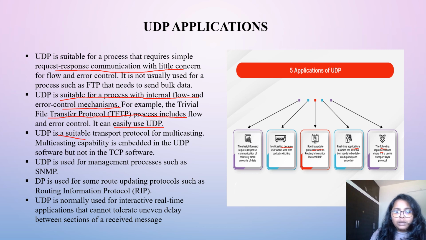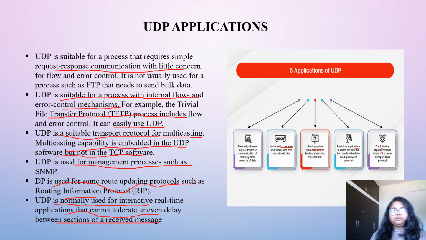UDP is a suitable transport protocol for multicasting. Multicasting capability is embedded in the UDP software but not in TCP software. UDP is used for management processes such as SNMP. UDP is used in some routing update protocols such as Routing Information Protocol. UDP is normally used for interactive real-time applications that can tolerate uneven delay between sessions of received messages.